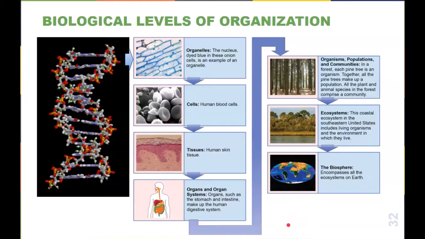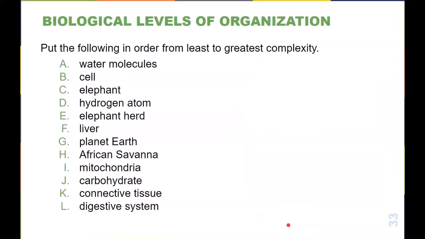So next we're going to look at an activity quick of different levels. They're not in the right order, but we're going to put them in the right order. So if you want to pause this, go ahead. We're going to go over the answers here. So the first one is hydrogen atom. The next one is water molecule. Then carbohydrate, so that is a macromolecule. Next is mitochondria, so that's an organelle. Next is a cell, so in this case an animal cell, right? If you've done the activity.